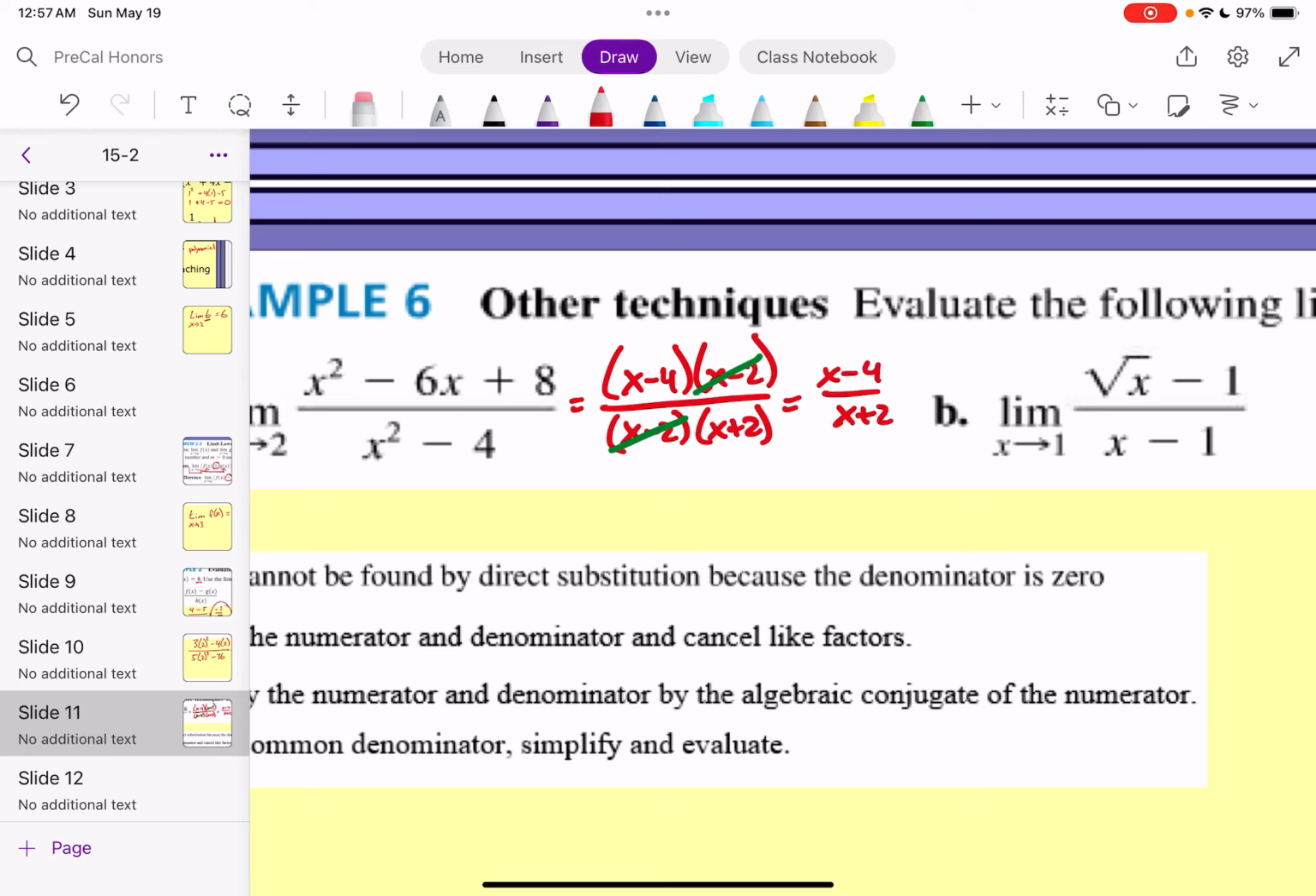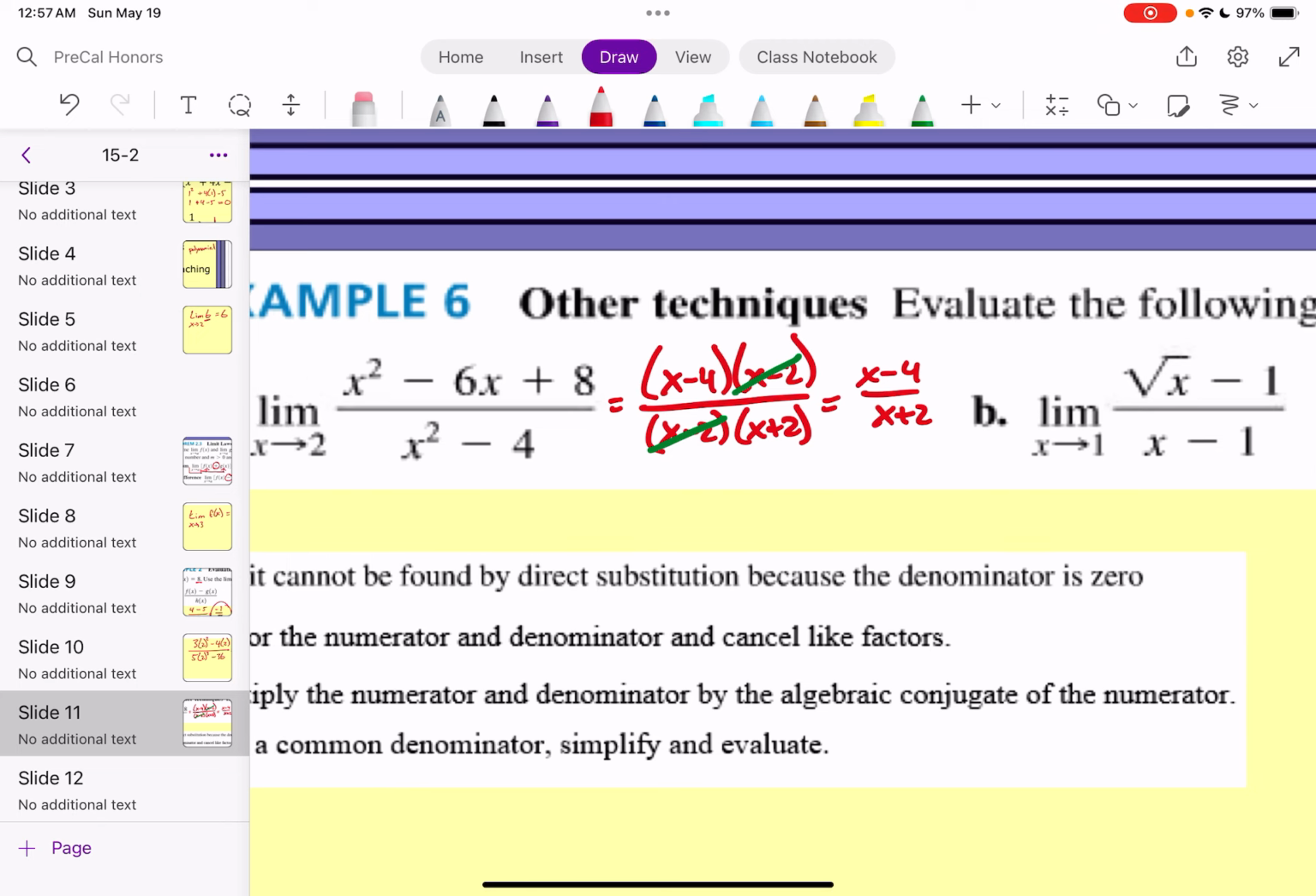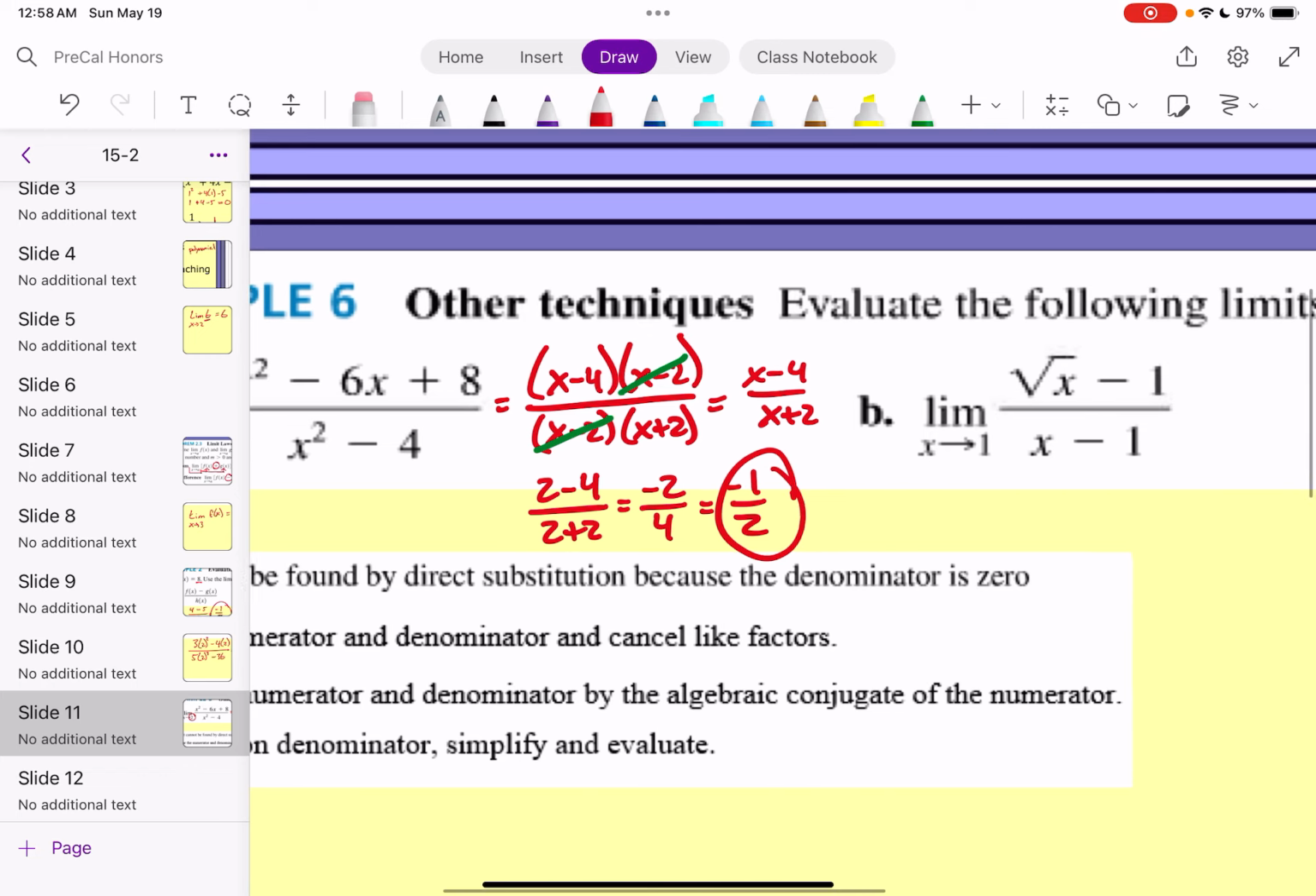Once we have that simplified, we can go ahead and plug in our limit that we are approaching, which is 2. In this case, we're going to end up with 2 minus 4 over 2 plus 2. Negative 2 over 4 is the same as negative 1/2, which would be our final answer.